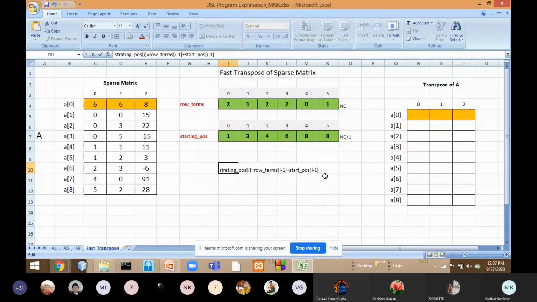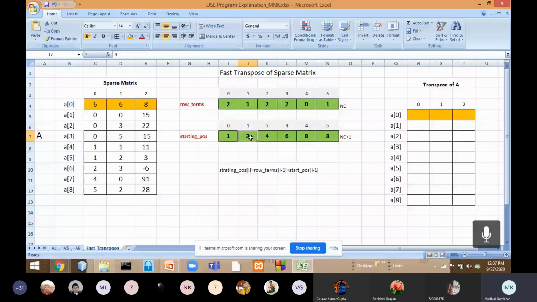Now see, what do I have to do? The starting position of the 0th, as I said, will always be 1. Now to compute the second value, we take this one plus the row terms 0th value. What is that? 2, so 1 plus 2 is 3. Getting this? To calculate this value, I need to consider the previous value plus the row terms value at the 0th index. So that is 1 plus 2, that is 3.